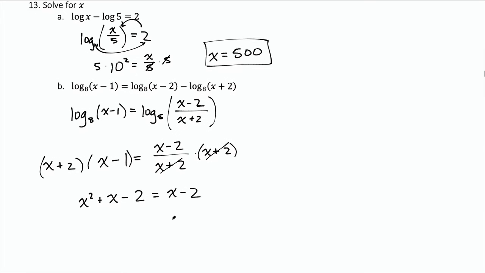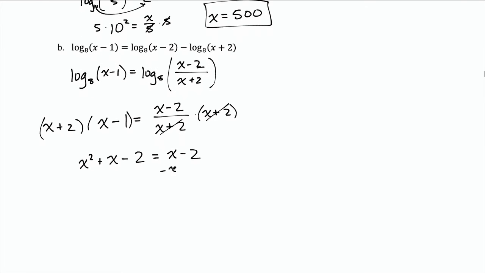Well, now if I subtract x from both sides, that cancels everything out there. And if I add 2 to both sides, that cancels everything out. And I get x squared equals 0. Taking the square root, we get x equals 0.